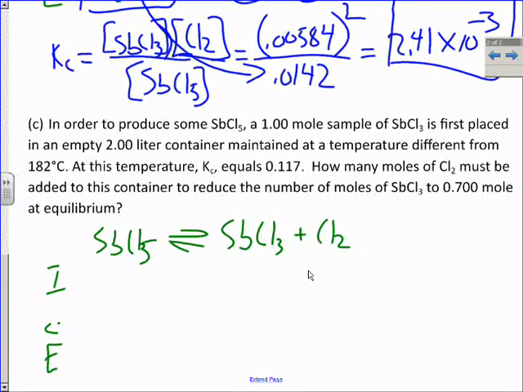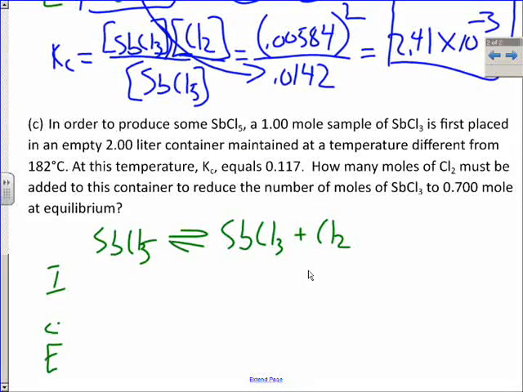Okay, in our last problem here, part C, it says, in order to produce some SbCl5, a 1.00 mole sample of SbCl3 is first placed in an empty 2-liter container, maintained at a temperature different from 182. So we know that our K is going to be different than what it was before. And it's telling us at this temperature, K equals 0.117. Now, how many moles of Cl2 must be added to this container to reduce the number of moles of SbCl3 to 0.700 moles at equilibrium?